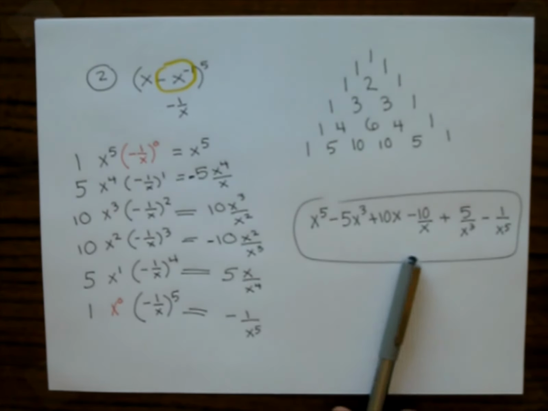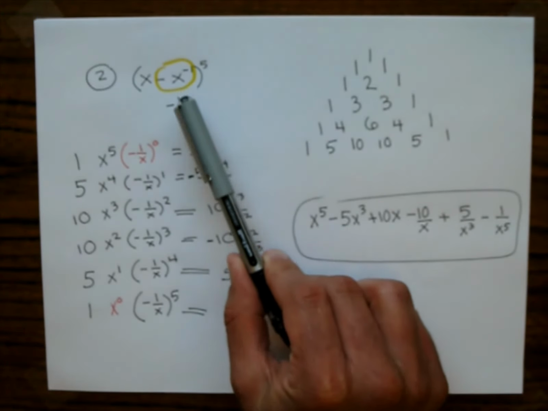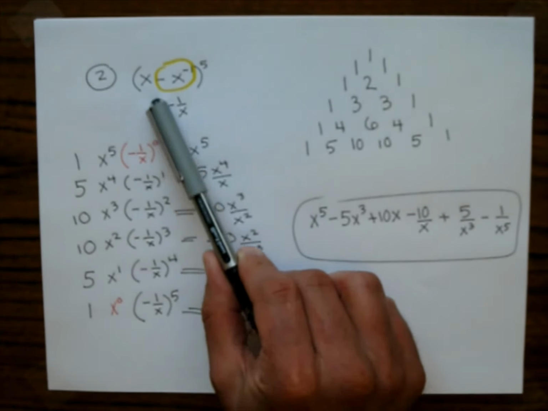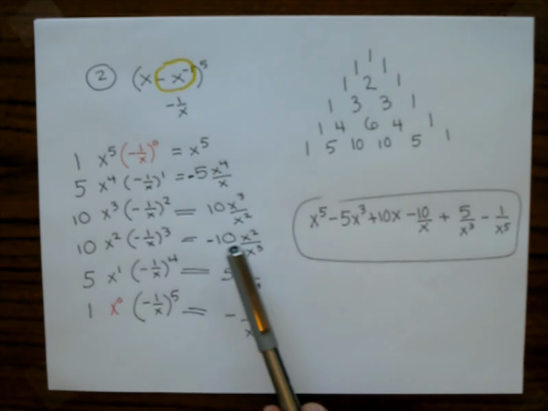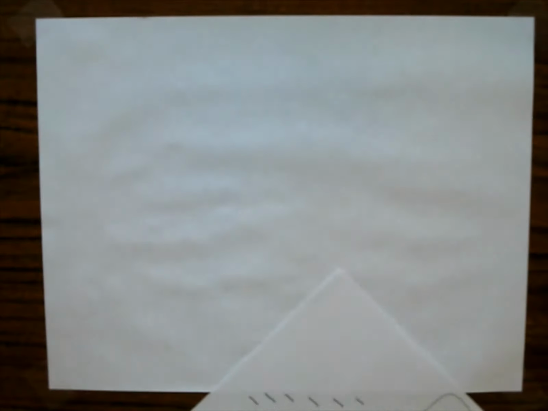So using Pascal's triangle to expand out a power of a binomial really is a shortcut. We don't really want to write that out 5 times, because there's more room for error when that happens. Let's go ahead and do the next problem.